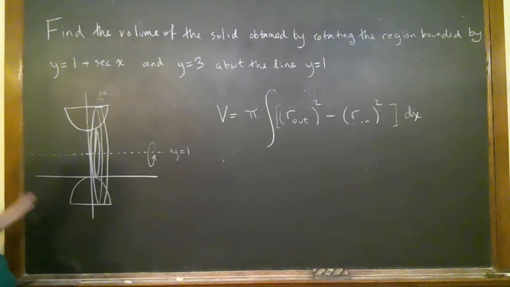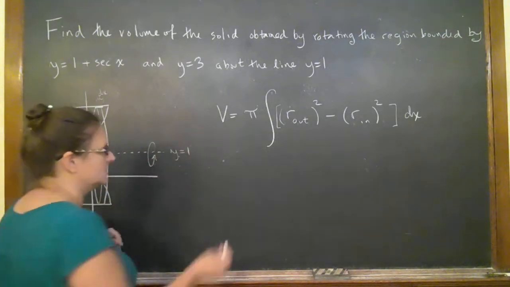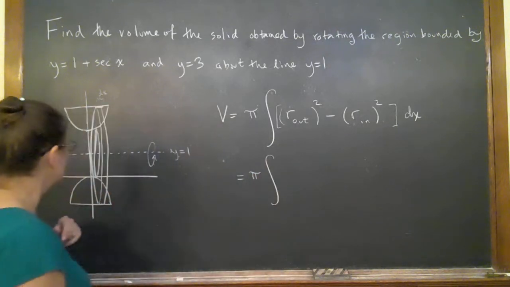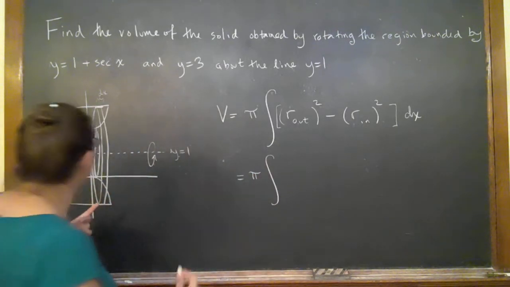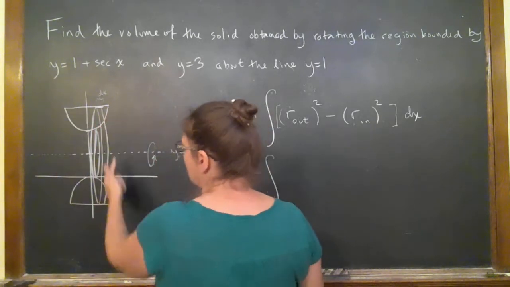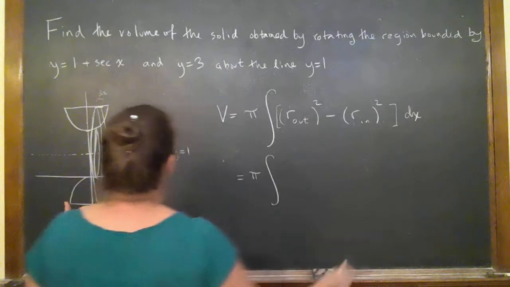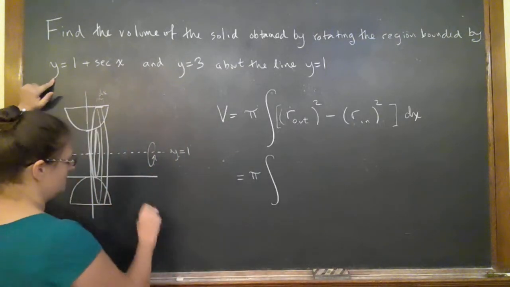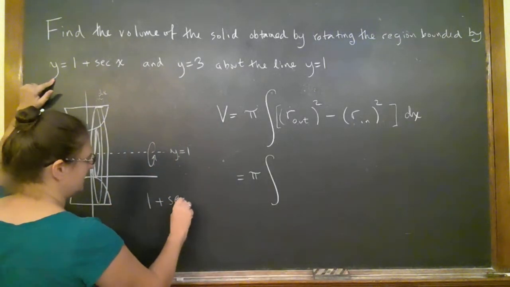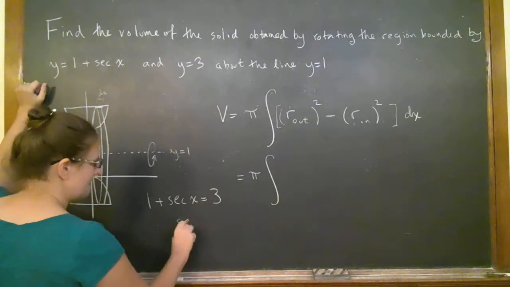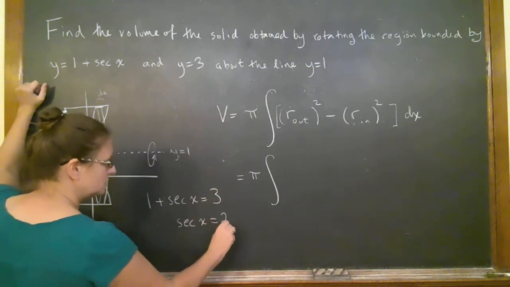So fine. Couple things. We have to figure out what all these things are. So let's just start with the limits, because the integral is the first thing I see here, right? Okay. So to figure out the limits, I need to figure out what these points are. I need the x values because I'm integrating with respect to x. So I'm just going to let these two things be equal. 1 plus secant of x equals 3. Secant of x equals 2.